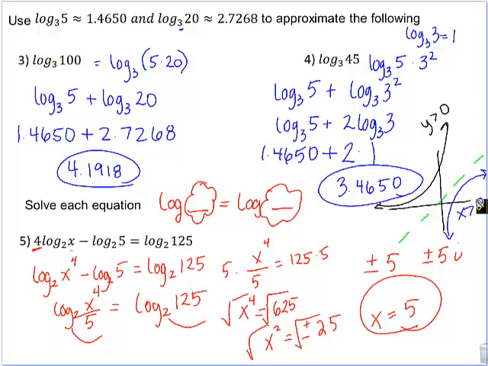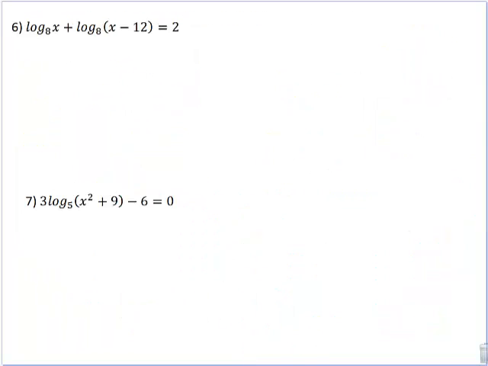All right, so let's do another solving one. Log base 8 of x plus log base 8 of x minus 12 is equal to 2. Okay, so here on the left-hand side, we would certainly multiply those two together because we are adding them. But what are we missing on the right-hand side? Yeah, we don't have a logarithm.